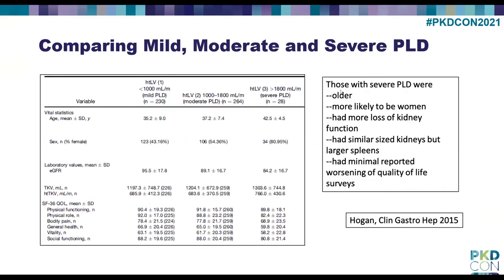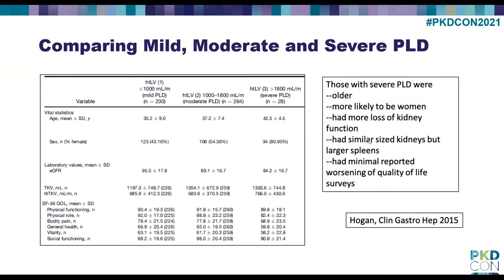The take home here is that for the severe disease, these are likely to be older patients, more likely to be women, and some had more loss of kidney function. So if you look at the GFR, you can see as you go across the time course, there's some loss of kidney function, but still pretty good. This is 84 mils per minute.